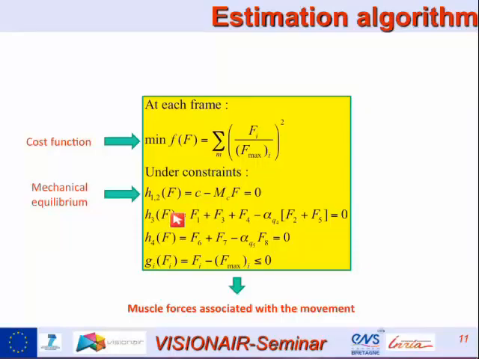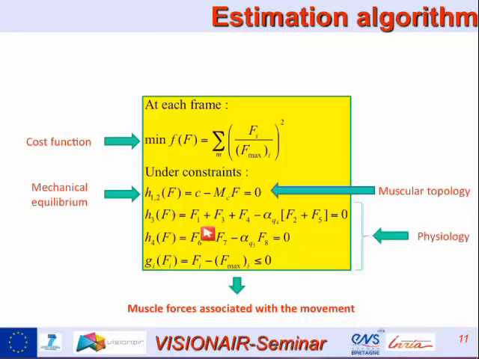And here we have, so it's related to muscular topology. Here we have the physiological parameters. The first one, for example, and the second one deals with a co-contraction factor.